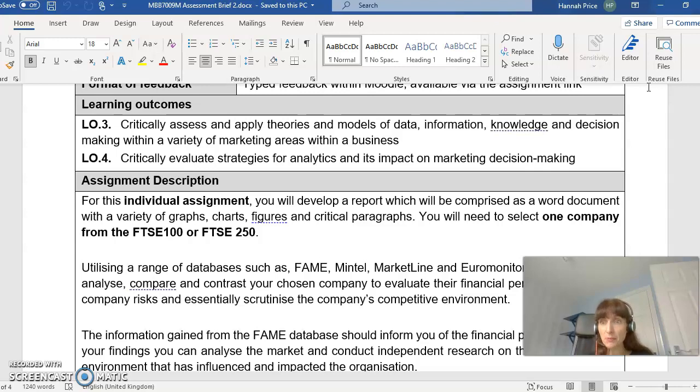So you need to pick the right type of organisation, and the reason we're keen that you pick one of those types of organisations is you can use a number of data analytics databases to analyse their performance. If they're not one of those companies, the chances are they won't have a lot of published data. So we want to make the assessment as straightforward as possible by ensuring that you've got access to a lot of data.